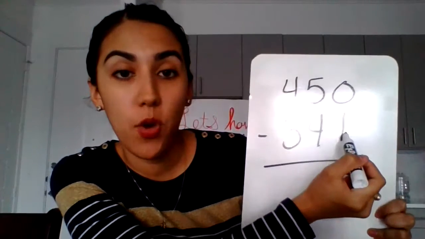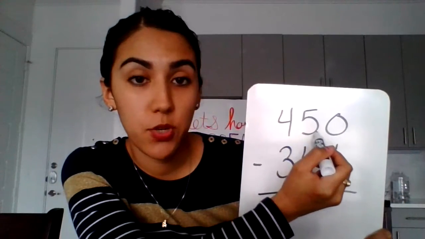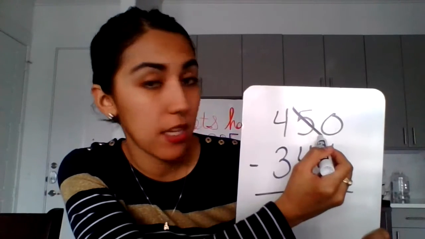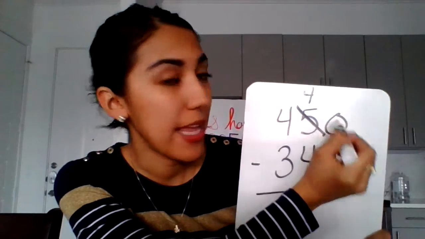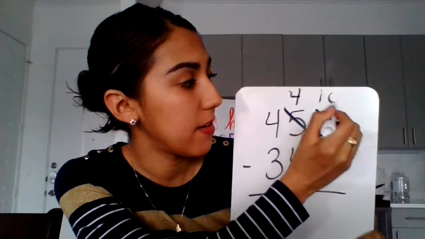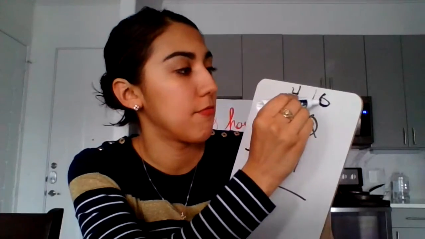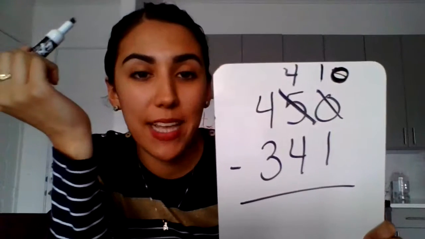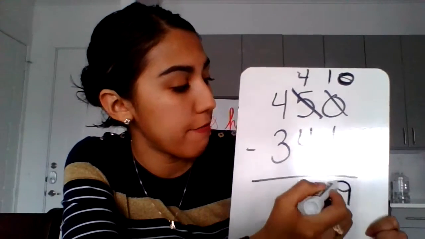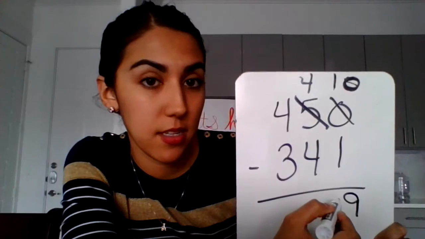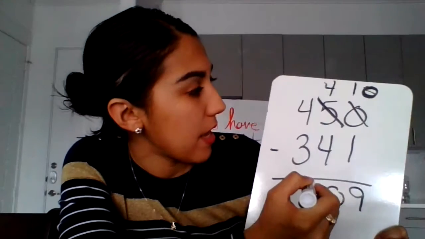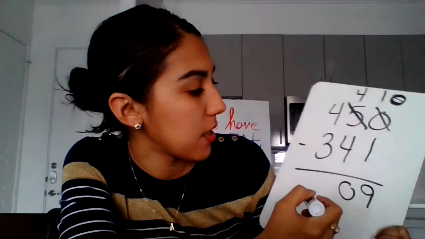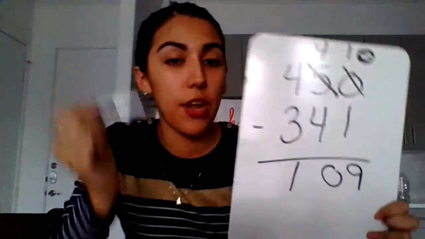I can't take away 1 from 0, so I'm going to my next door neighbor and borrowing 1. Cross out the 5, it becomes a 4, and it makes this 0 a 10. 10 minus 1 is 9. 4 minus 4 is 0. And 4 minus 3 is 1. Your answer is 109. The missing part is 109.